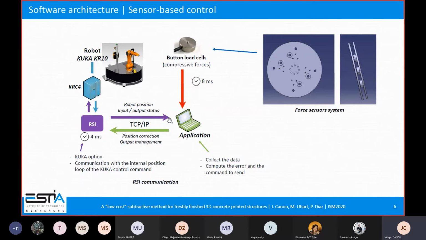But one advantage of using this RSI is that you are simply using an industrial robot without any modification. So we use it with KUKA. We did it with a KUKA robot, but it could be made with any other robots that would be preferred by operators.